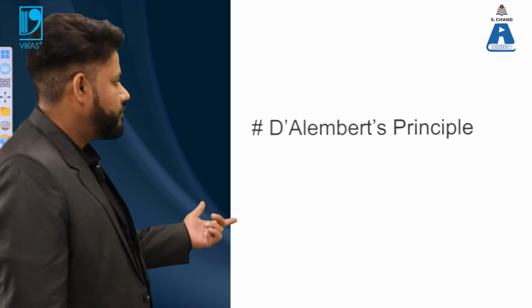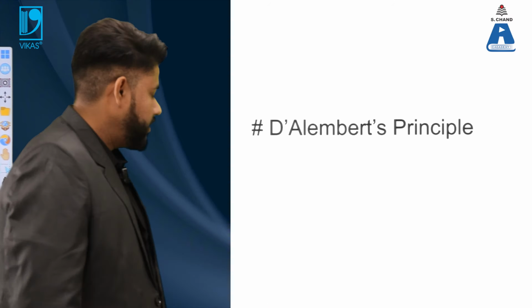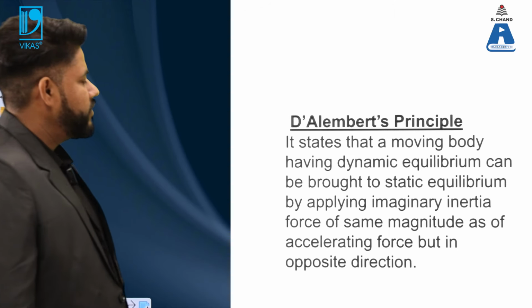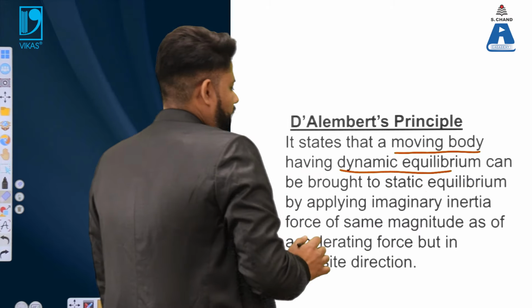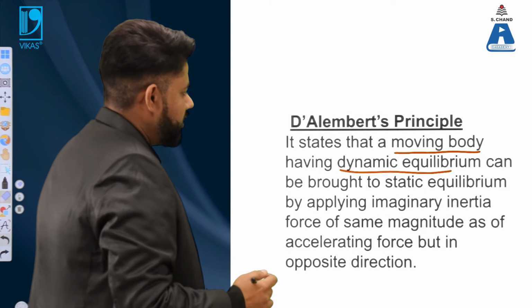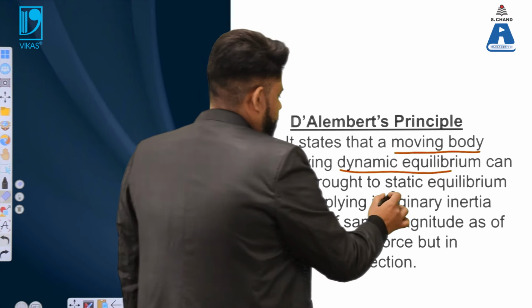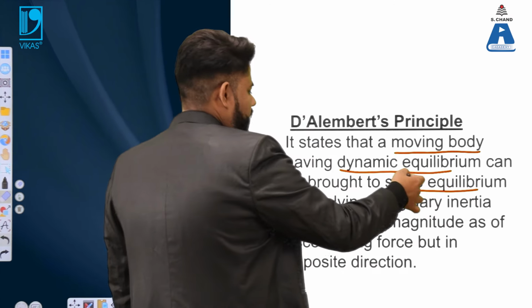The topic is D'Alembert's principle. It is a part of the course Engineering Mechanics. And this D'Alembert's principle states that whenever there is a moving body and that body is in dynamic equilibrium, if that body is required to be brought to static equilibrium, how can we achieve this conversion? By applying an imaginary inertia force. So we have to apply an imaginary inertia force which is of the same magnitude, but that force is acting in the opposite direction. Now what does this statement particularly mean?